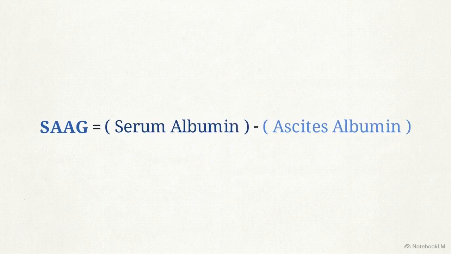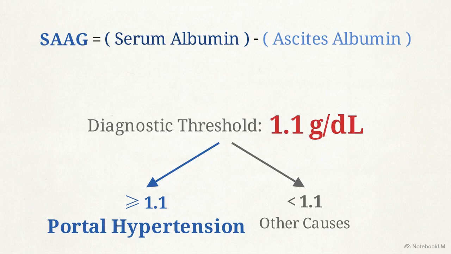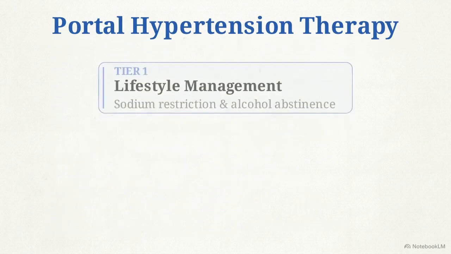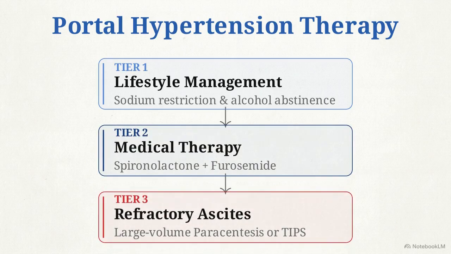This visual details the SAG. Subtracting ascites albumin from serum albumin categorizes fluid shifts. The diagnostic threshold is 1.1. A SAG of 1.1 or greater confirms portal hypertension, dictating therapy: sodium restriction, then spironolactone and furosemide. Refractory fluid requires large volume paracentesis or TIPS.